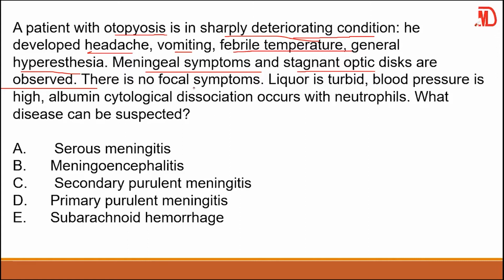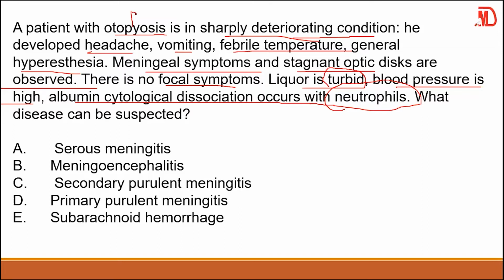So they're saying that there are no focal symptoms. Liquor is turbid. That is the CSF. Blood pressure is high. Albumin occurs with neutrophils. And neutrophils are signs of what? Bacterial meningitis. Exactly. A bacterial infection is occurring in this place. And again, they have even given you another history. So this thing could be coming from the ear, okay? Because already they said there's pus formation. You know, pus has to do with what?